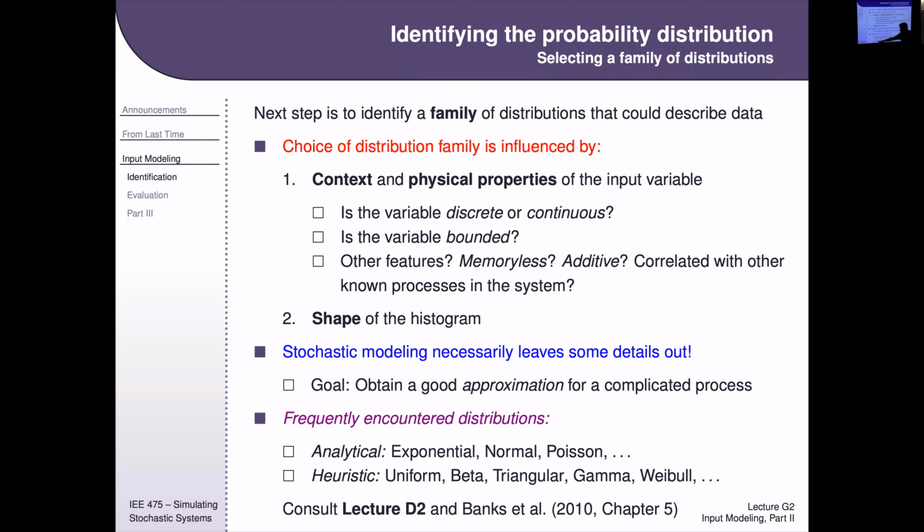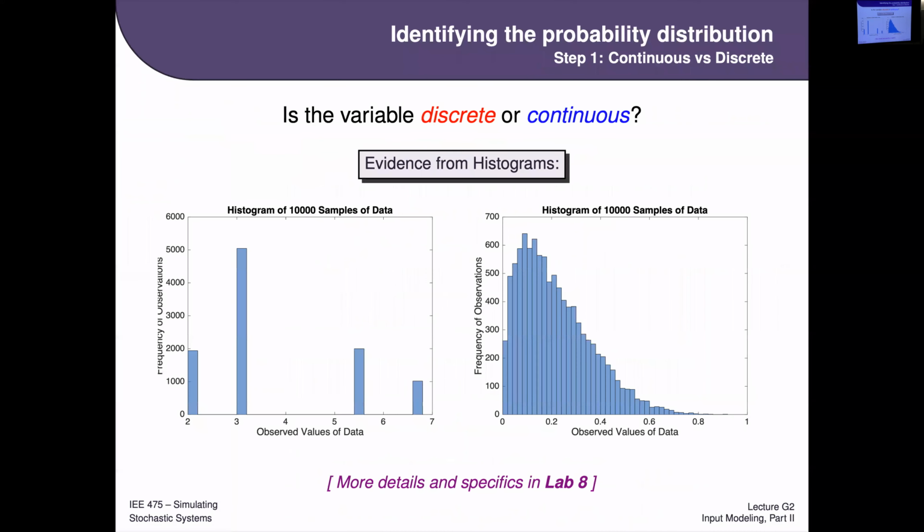And so I've given you a list in lecture D2, and then like I said, ARENA has also got its own list. All right, so discrete or continuous. This is something that you'll also get in the lab. This is the first thing, whenever you look at your data set, this is the first thing you should ask: am I looking at a discrete random variable or a continuous random variable?